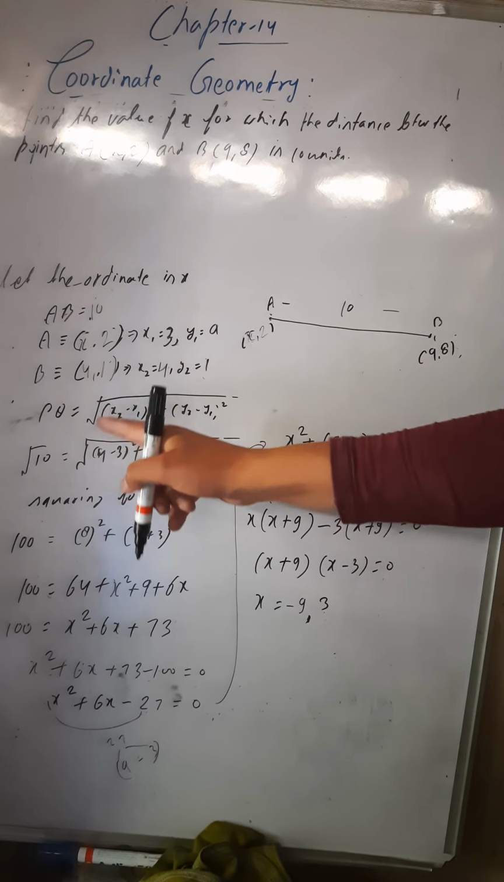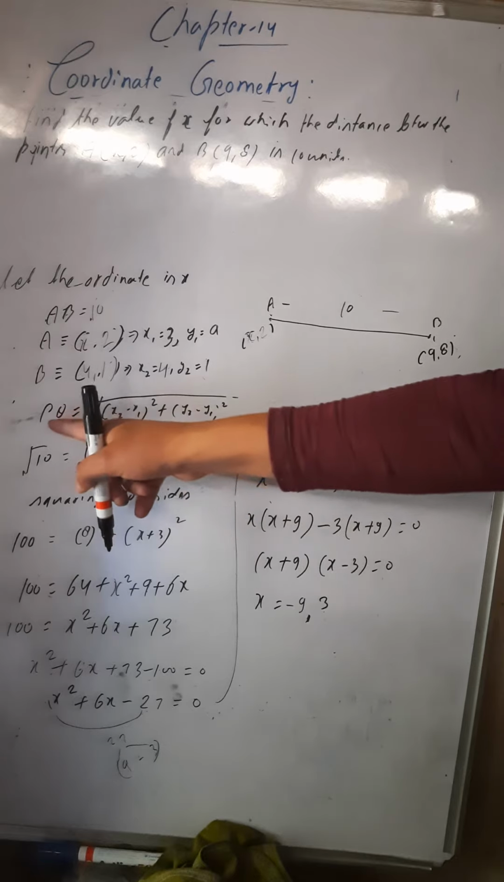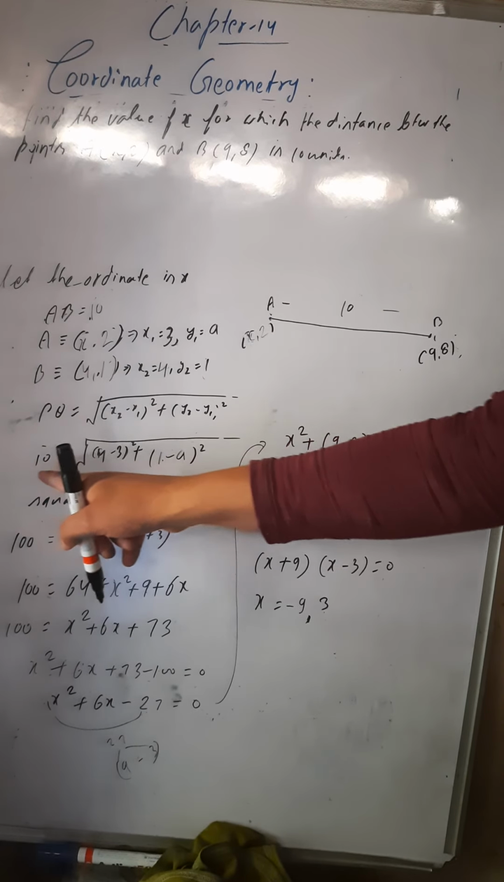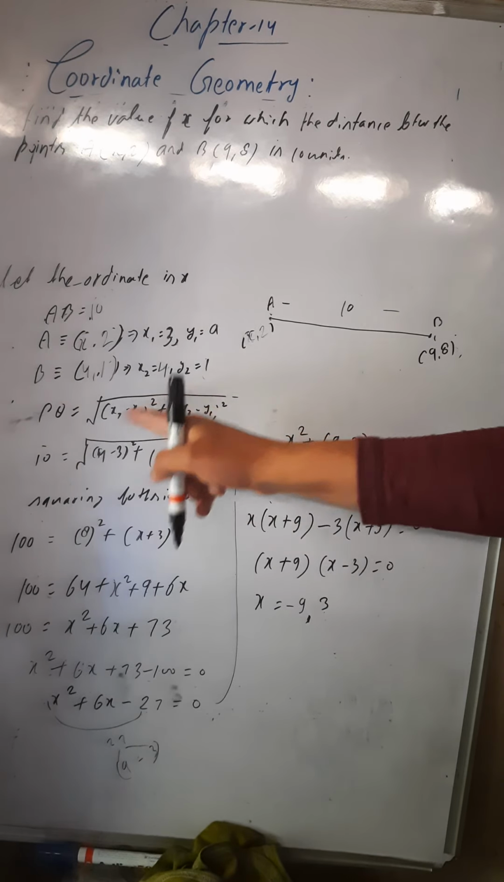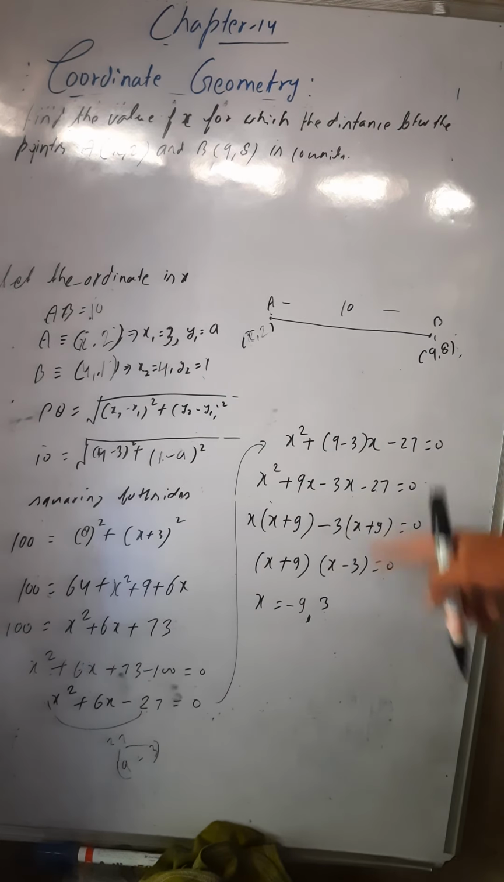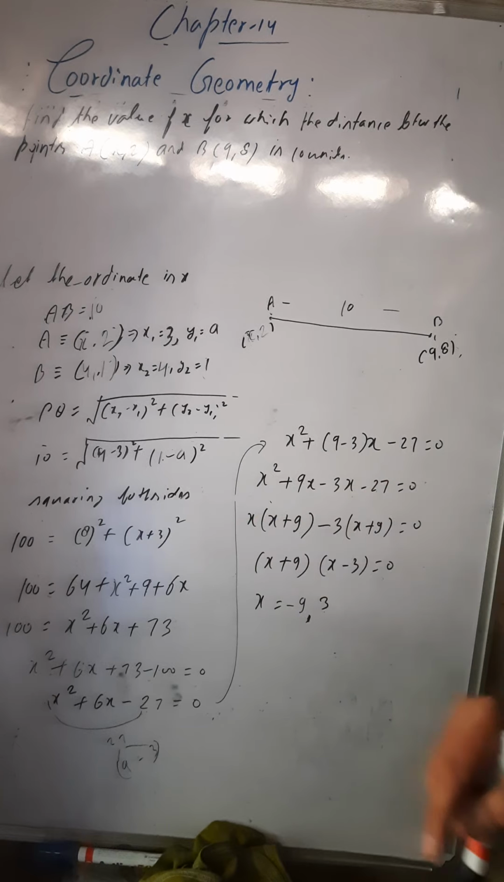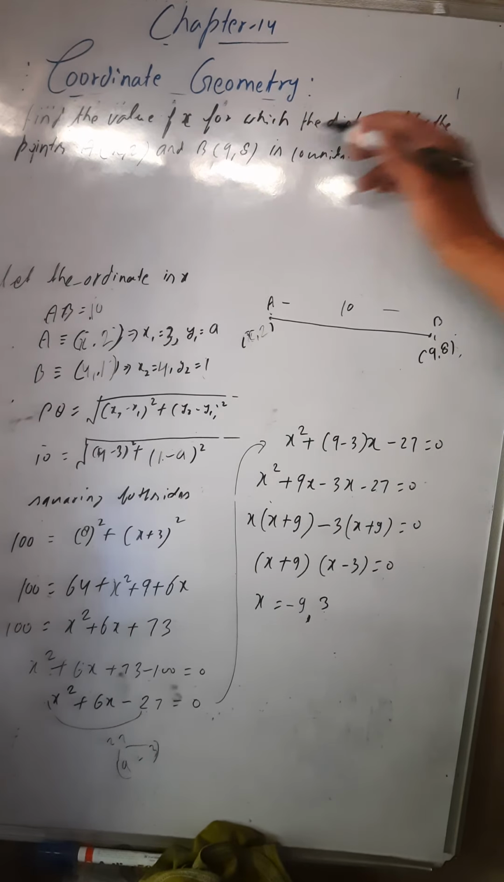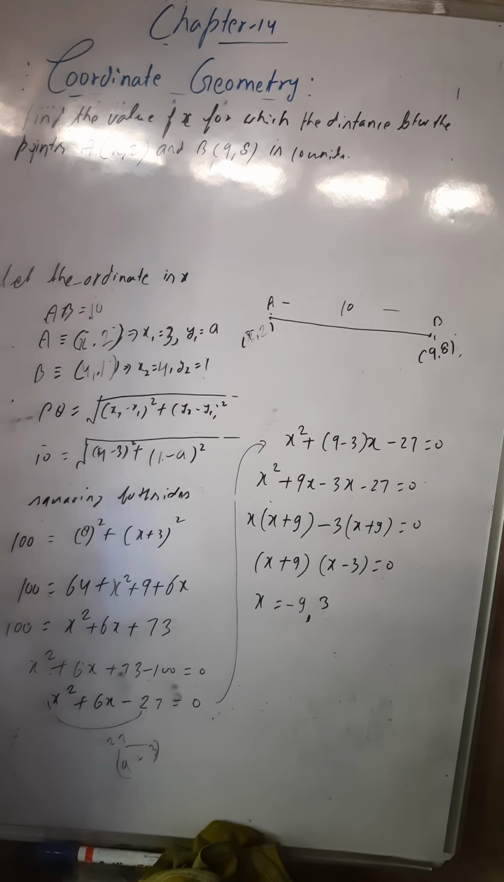AB equals under root of (x2 minus x1) whole square. In place of AB you have to write 10 now. Put this formula here. Square of 10 will be 100. So in the same way you have to solve this and you will get the value of x again. Okay. In the same way you have to find the value of x here also. So this is how you will solve these similar questions.